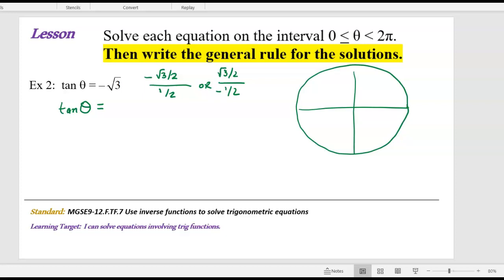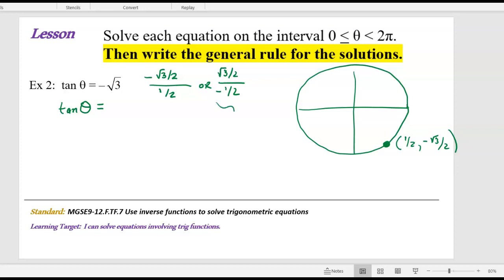So the question is, which angle gives me a y coordinate of negative root 3 over 2? A y coordinate of negative root 3 over 2 is down, but I have a positive x coordinate. So down negative root 3 over 2 and over 1/2 takes me here. Okay, and I'm taking my time with this because I really want you guys to see that tangent's nice, but it can be tricky at the same time.